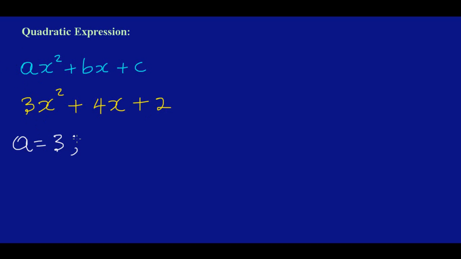I could also ask you for the value of B, and B is in front of x. If you look carefully here, 4 is in front of x, so B would be equal to 4. Again I could ask you what is the value of C, and C is the constant. You notice we have a number here which is 2, so C would be 2, and that's how you identify A, B, and C in a quadratic expression.